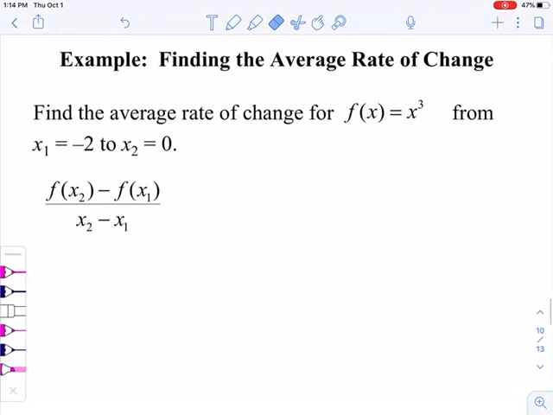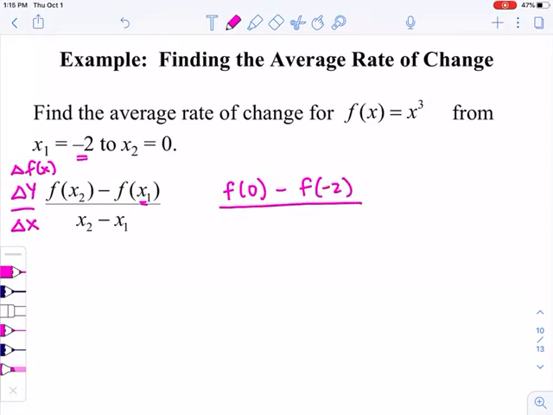Let's try an example. It says to find the average rate of change for f of x equal to x to the third from x1 of -2 to x2 of 0. So again, we have that change in y compared to change in x, the change in our function compared to the change in our input. That means we take the value of the function at x sub 2, which is 0, and take away the value of the function at x sub 1, which is -2. Then we divide by x2 minus x1, so we'd have 0 minus -2.